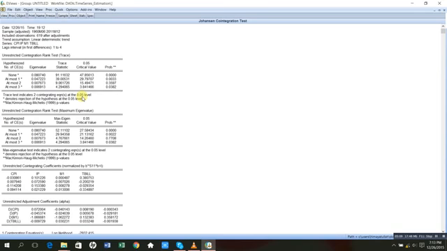Let me also confirm the same on the basis of the maximum eigenvalues, and this also is in conformity with the trace statistics result. And here also we see that maximum eigenvalues test indicates that there are two co-integrating equations at the 5% level.